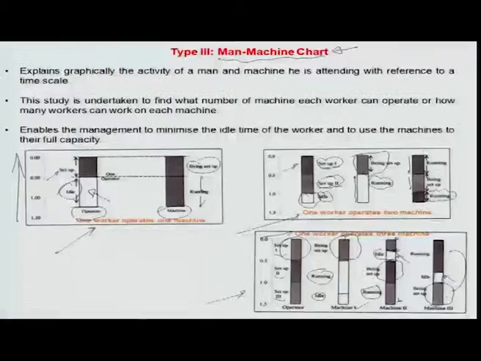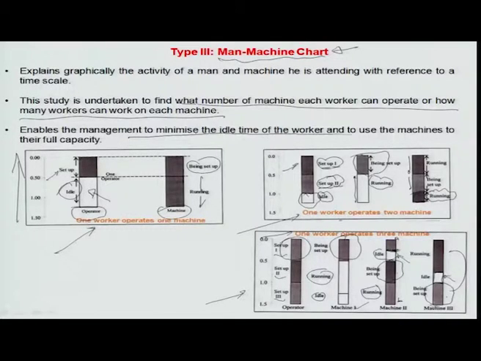So it's a study which is undertaken to find what number of machines each worker can operate and how many workers can work on each machine, and it enables the management to minimize the idle time of workers and also that of machines, and you can use the machines at full capacity by looking at the man machine chart. So these are nothing but organized, intelligent representations carried out in a manner so that you have less idle time and less slack as far as possible in a work system.